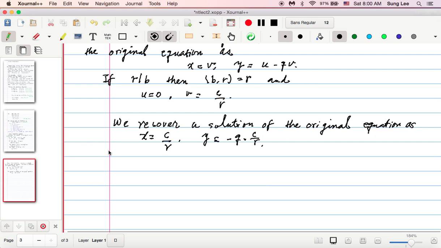What if r does not divide b? In this case we know that b is greater than r, so we can divide b by r. So b can be written as r times q1 plus r1.